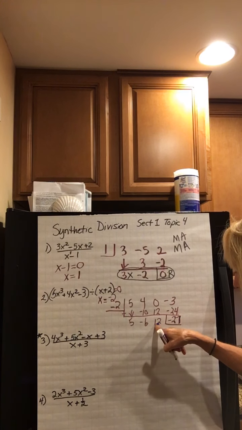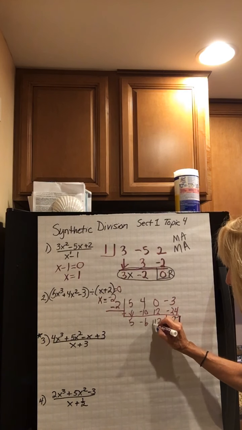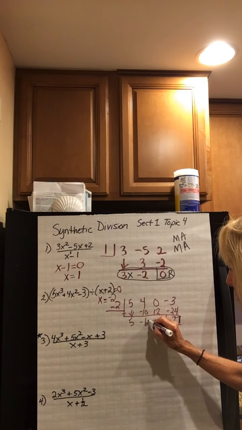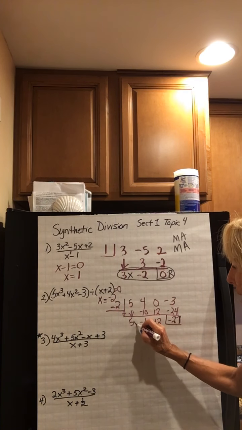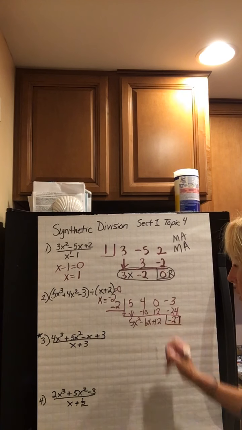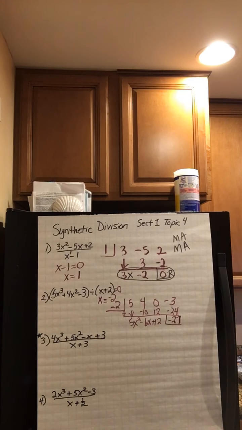Then I go backwards. That's my constant. Put a plus because it's a positive. That's called your linear. Then if that's an x, this one has to be an x squared. And there's your quotient. There's your solution.